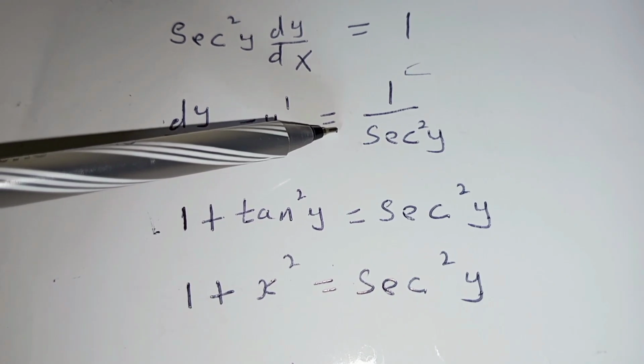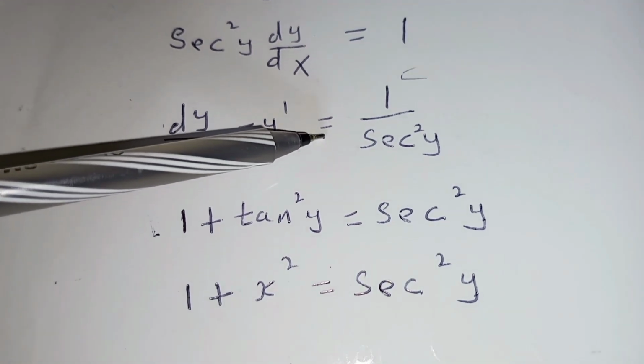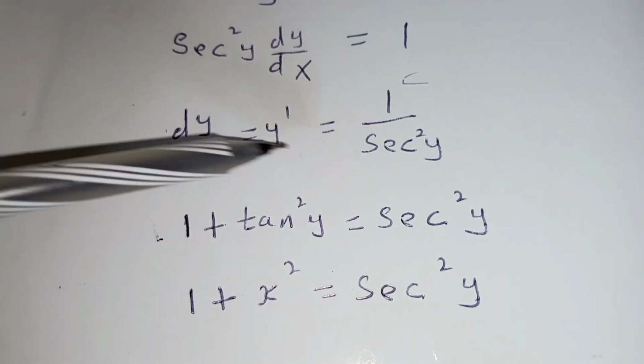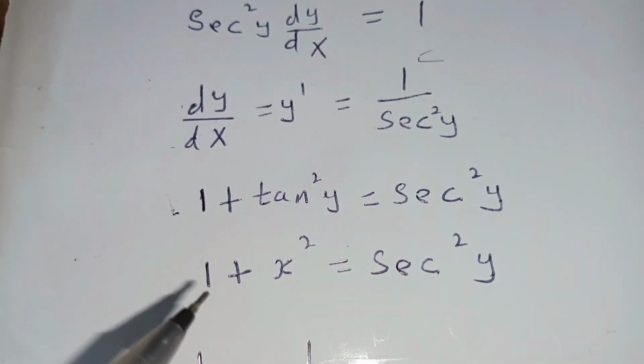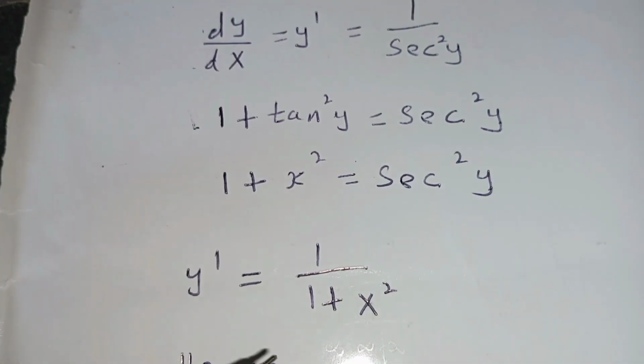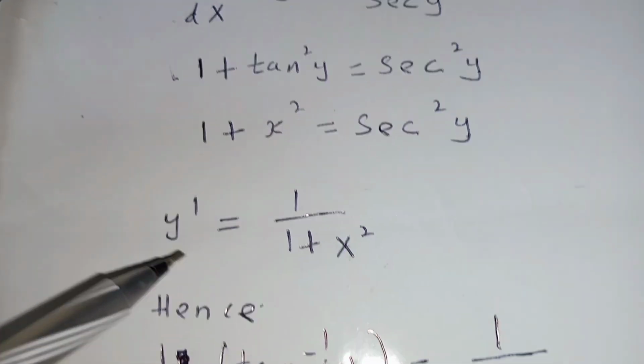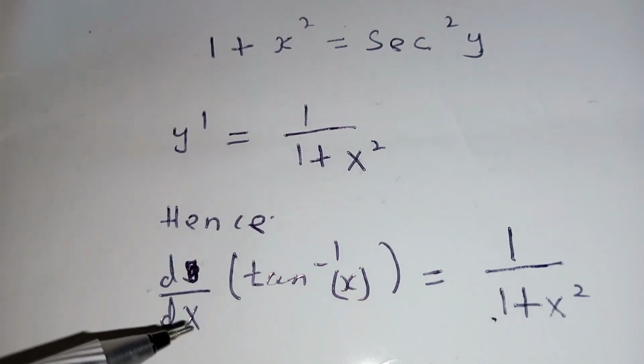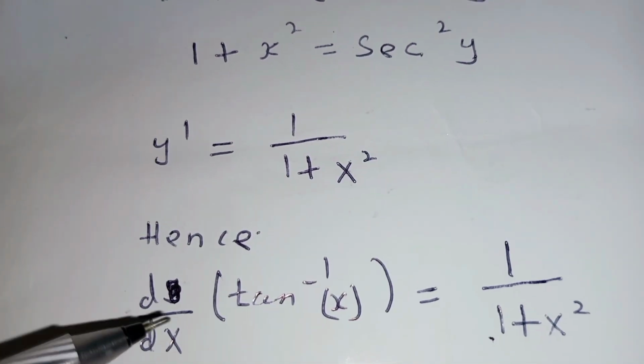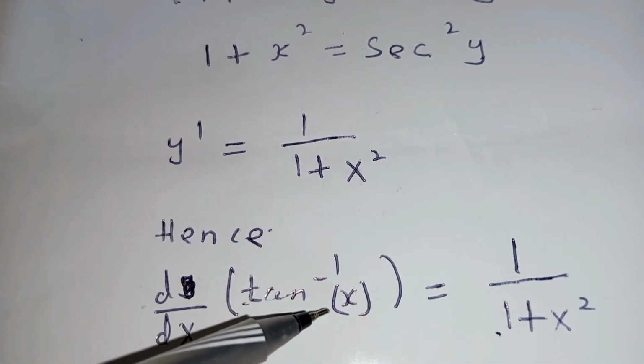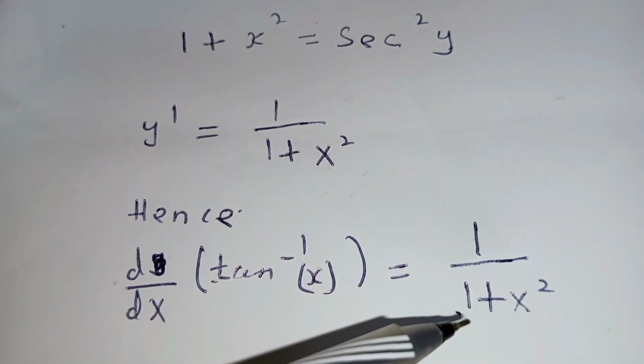Then we come to this equation, where we have sec squared of y, and we substitute it with 1 plus x squared as shown here. Then from there, we concluded that the derivative of tan inverse of x is 1 over 1 plus x squared.